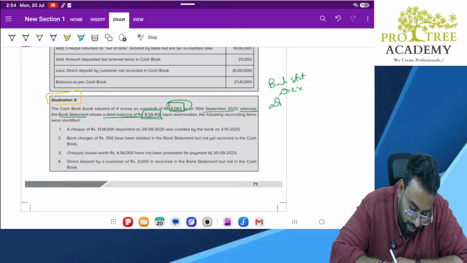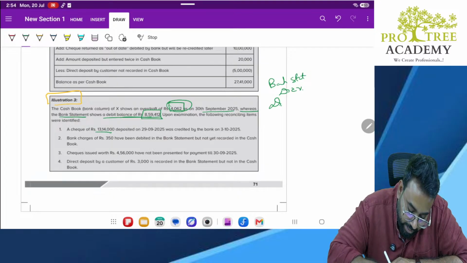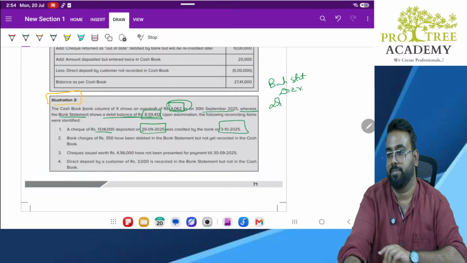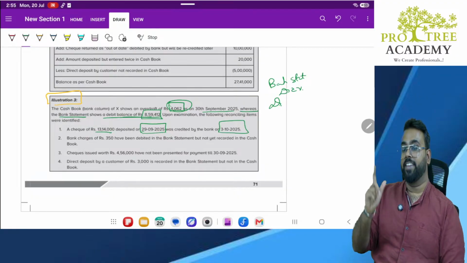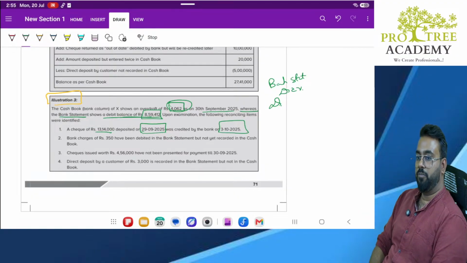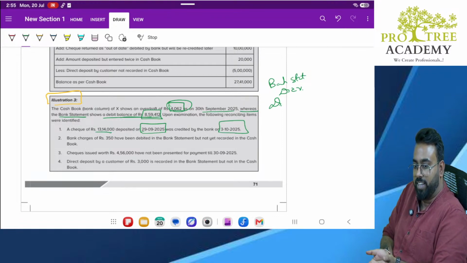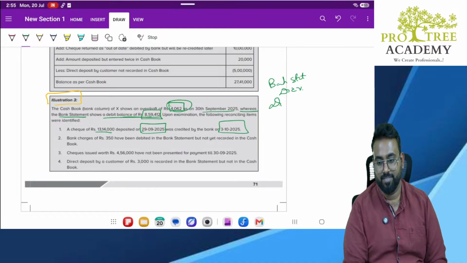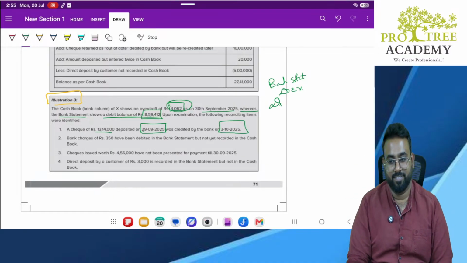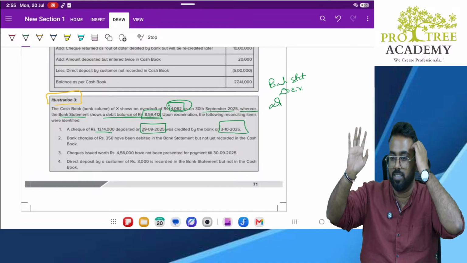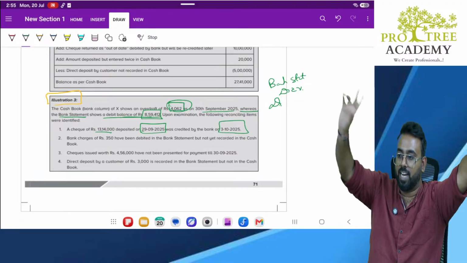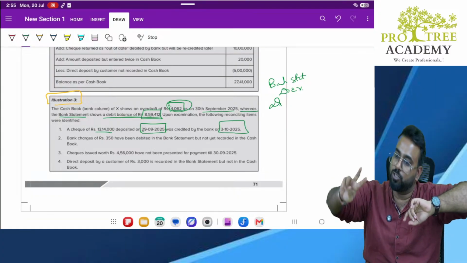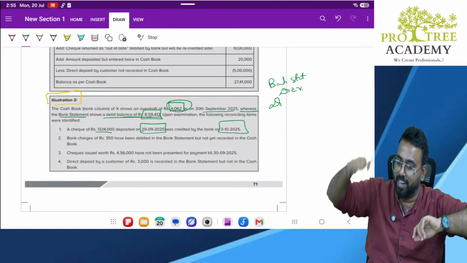A check of 13,14,000 deposited on 29th September was credited by the bank on 3rd October. Now what does credit mean? Whether we are receiving the money or we are paying the money. Receiving the money. Now the option is yours: start from the cash book or start from the bank book. Left to you. If you start from the cash book and arrive at the bank book, now your job is to do the second activity, start from the bank and arrive at cash.